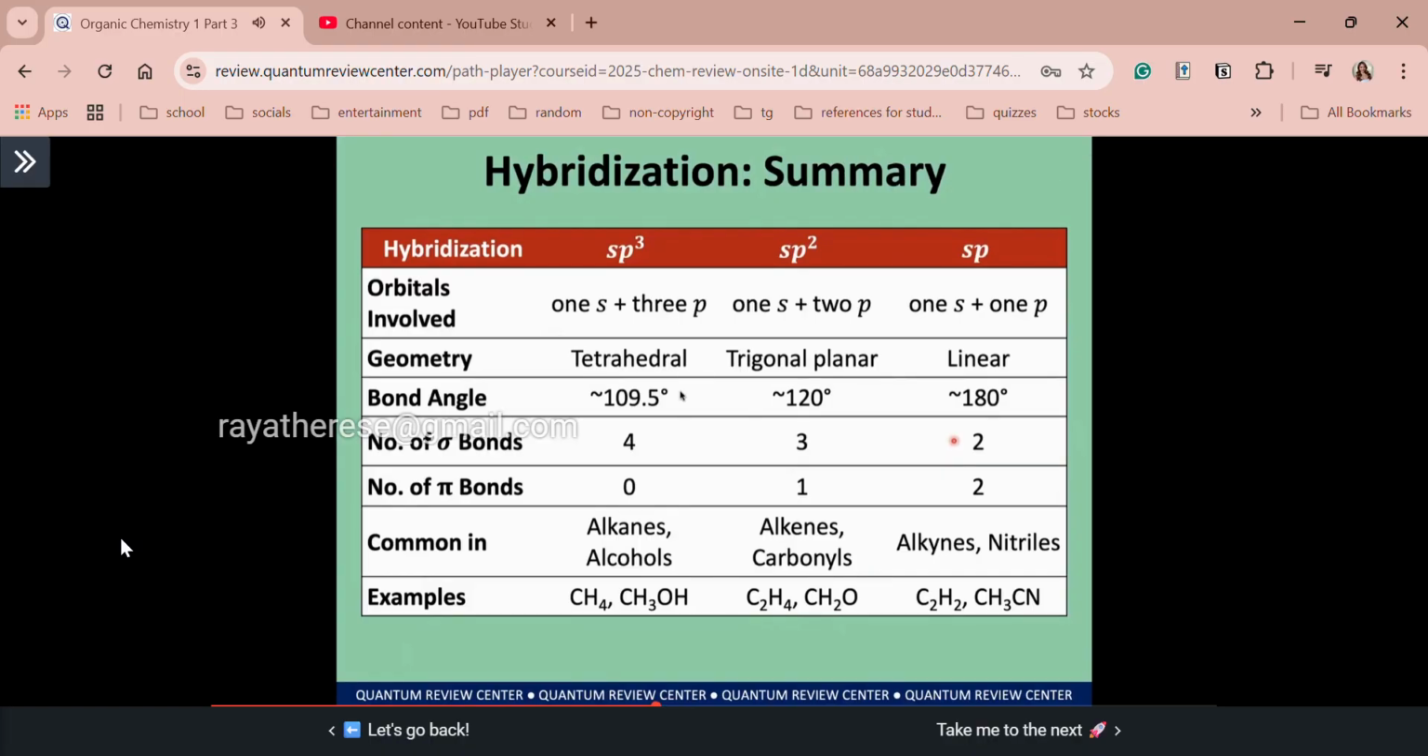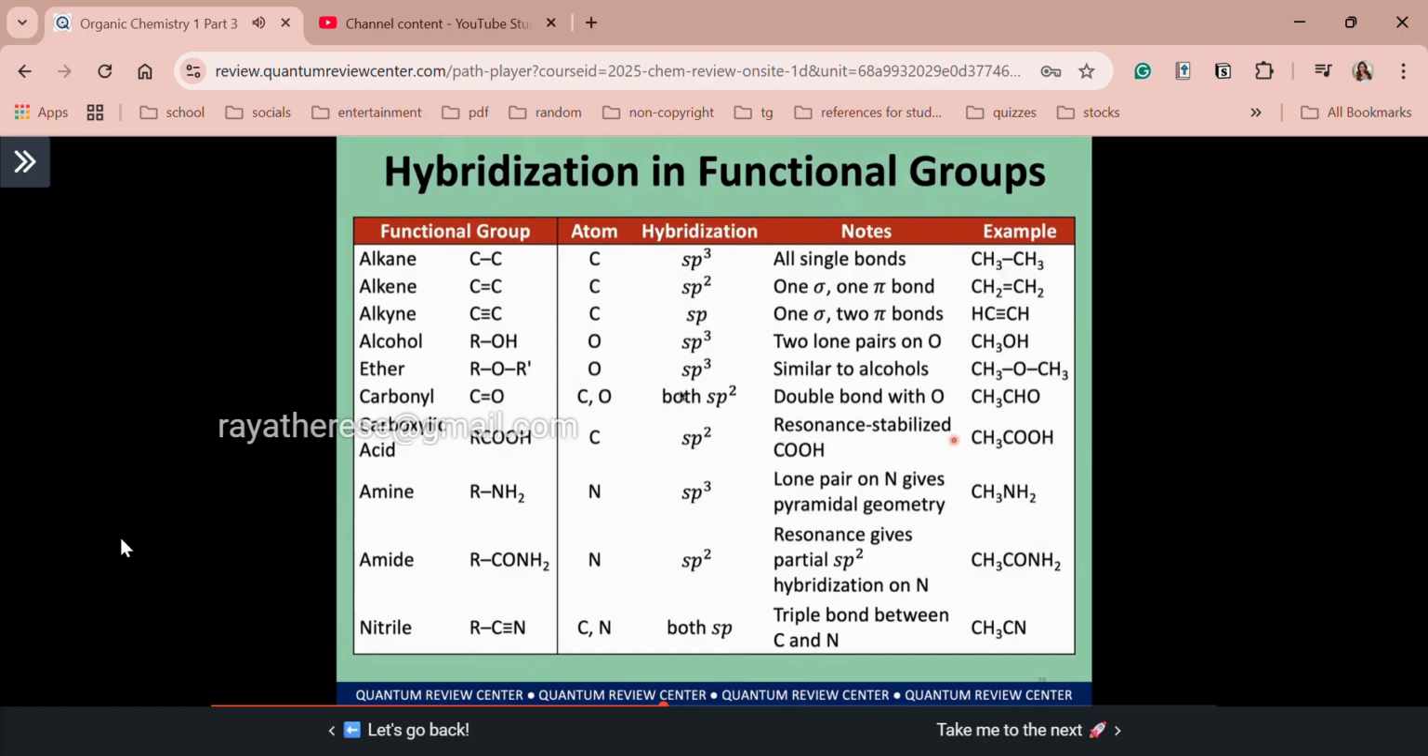Alright? So class, we have discussed our summary of hybridization. Remember, for sp3, usually single bonds. sp2, they usually have double bonds. And lastly, for your sp hybridized orbital, triple bonds in their structure. For our next slide, this is already in your manual, di ba? Class, remember, as our generalization, your sp3 hybridized orbitals are usually in single bonds.